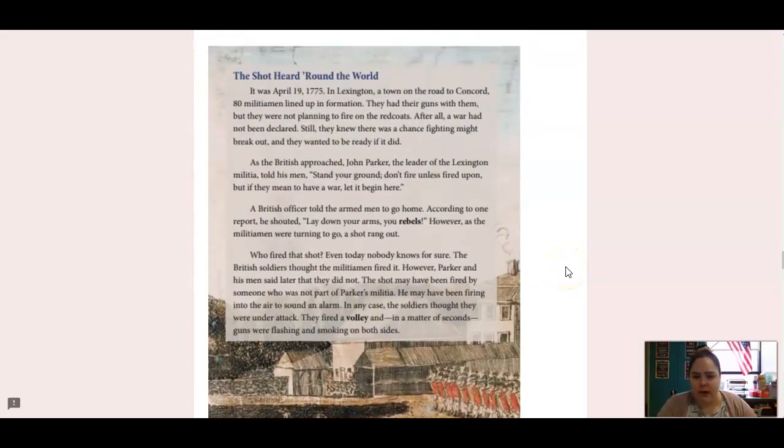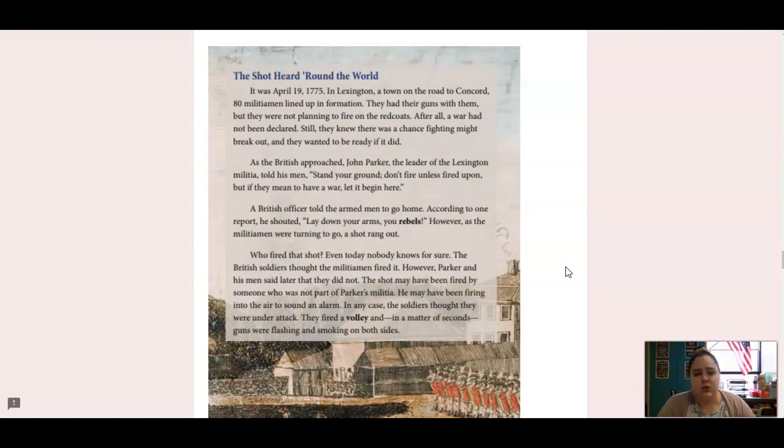The shot heard round the world. It was April 19th, 1775. In Lexington, a town on the road to Concord, 80 militiamen lined up in formation. They had their guns with them, but they were not planning to fire on the redcoats. After all, a war had not been declared. Still, they knew there was a chance fighting might break out, and they wanted to be ready if it did.